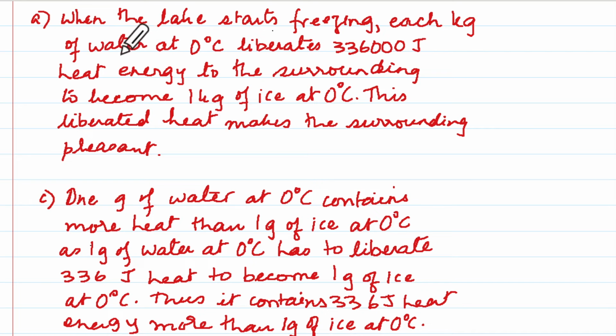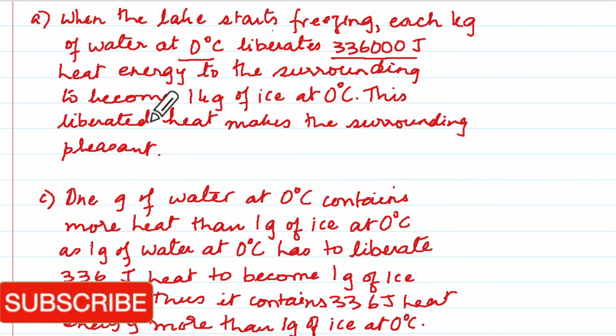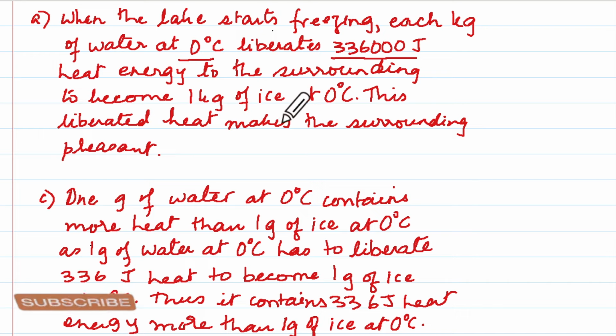So we write the answer: when the lake starts freezing, each kg of water at 0 degree C liberates 336,000 joules, that is latent heat of fusion, that heat energy to the surrounding to become 1 kg of ice at 0 degree C. This liberated heat makes the surrounding pleasant.